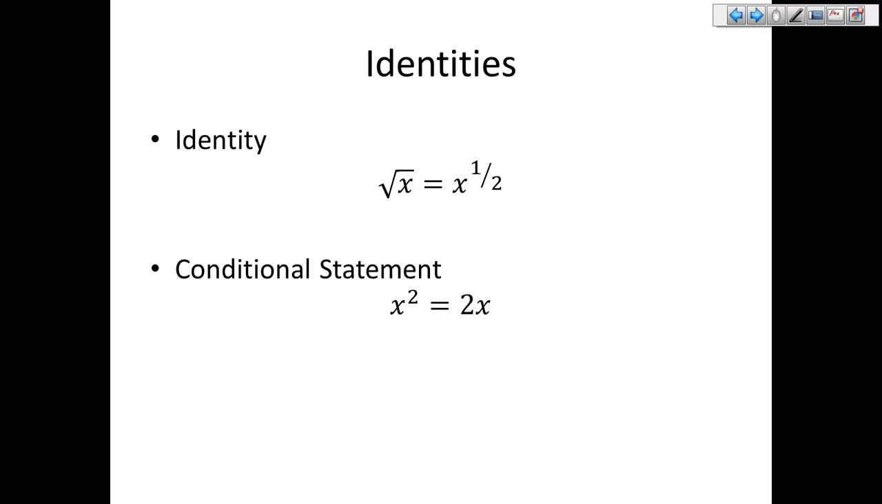So really the difference would be, like we see here on the screen, the square root of x is equal to x to the 1/2 power. That is always true. No matter what we plug in for x, the square root is equal to a 1/2 power. A conditional statement is an equation that is basically sometimes true. It depends on what we plug in for the variable. So x squared equals 2x is true if we plug in the right numbers. If we plug in 0, it's true. If we plug in 2, it's true. But it's not true for every single value for x. So it's not an identity.